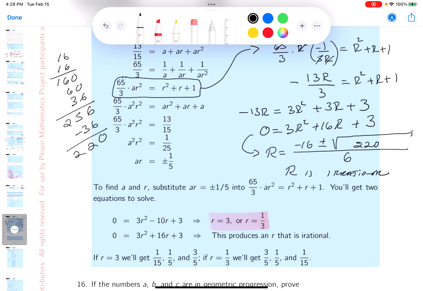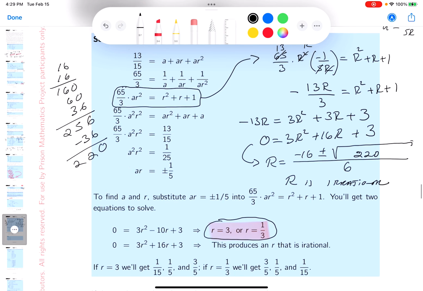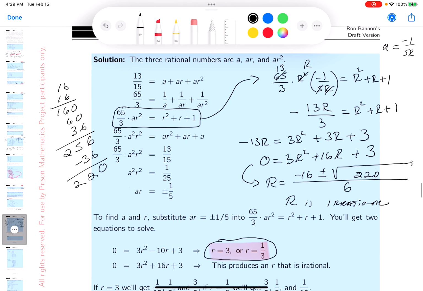That is not a perfect square. So R is irrational. It cannot be written as a ratio of integers. So this one has to be thrown out. So these are the only two choices I have. Let's remind you what I have now. I only know R is 3 or 1/3. Remember, this guy did not work out. What else do I know? I know AR equals 1/5 now.